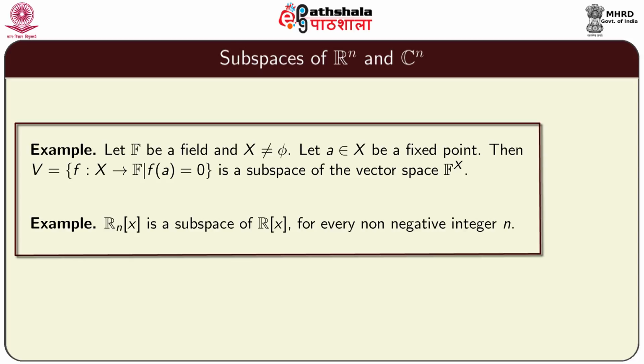Now, if lambda belongs to F and f belongs to V, then lambda f at a would be lambda times f of a, that is lambda dot 0, that is equal to 0 in the field F. Therefore, the pointwise addition and the scalar multiplication of functions actually make V a subspace of F to the power X. So, a very important example for a subspace of the big vector space F to the power X is given by V.